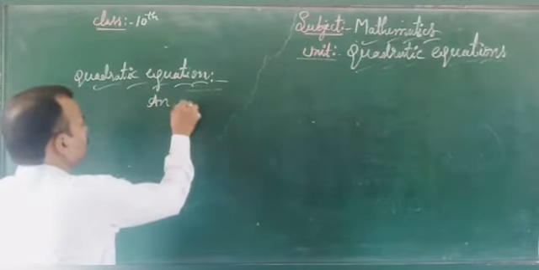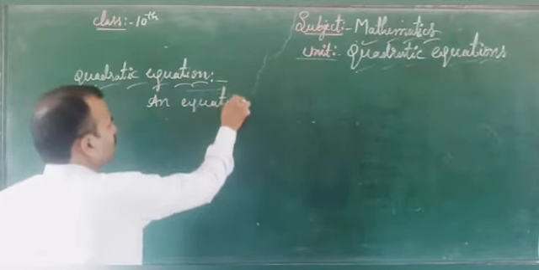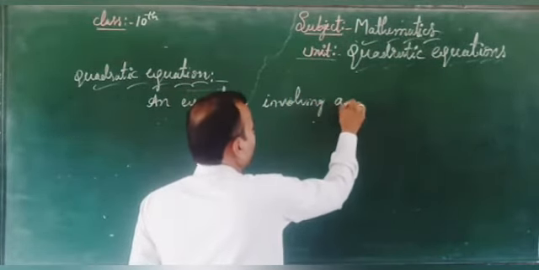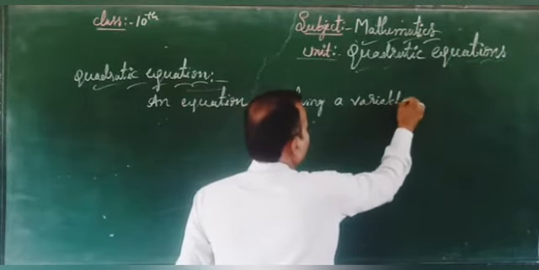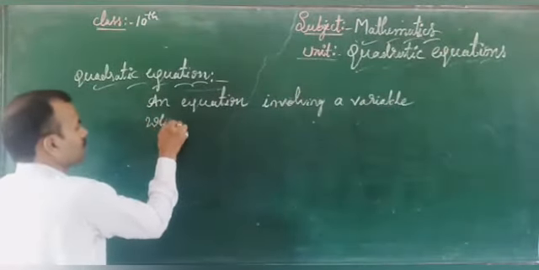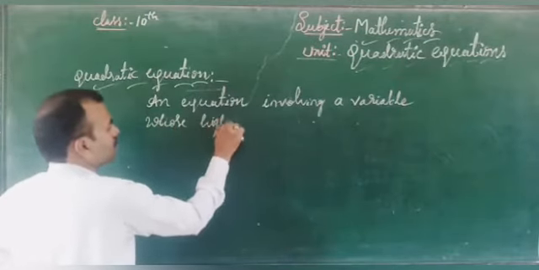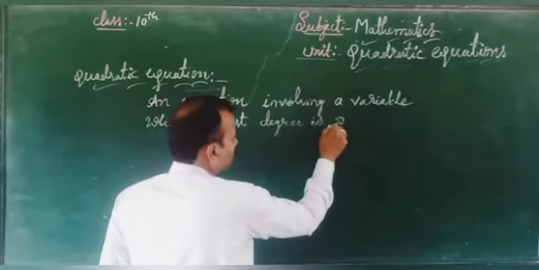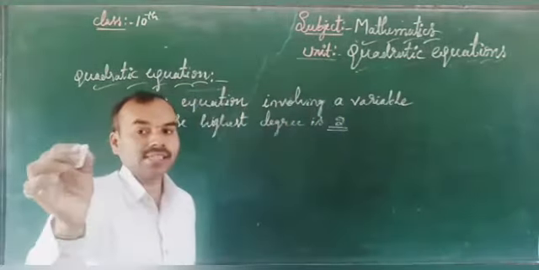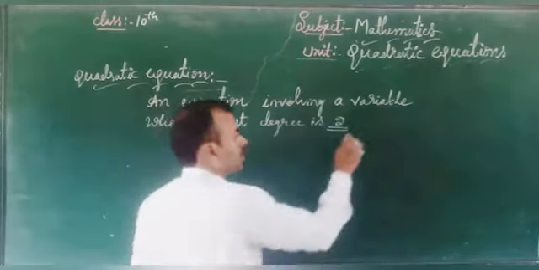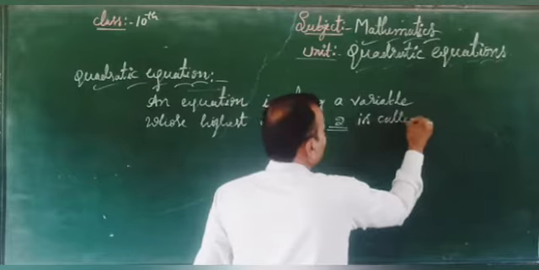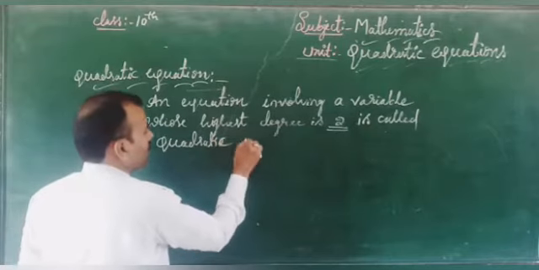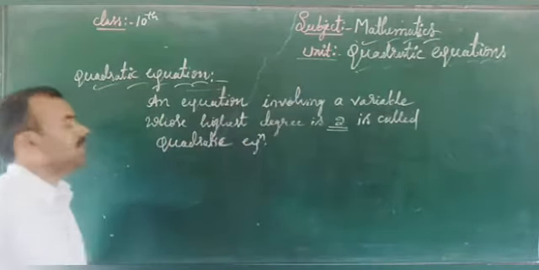An equation involving a variable whose highest degree is 2. You should remember, an equation in which the highest degree of the variable is 2 is called a quadratic equation.